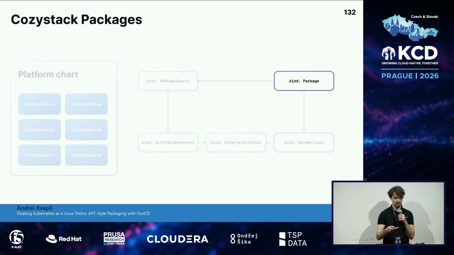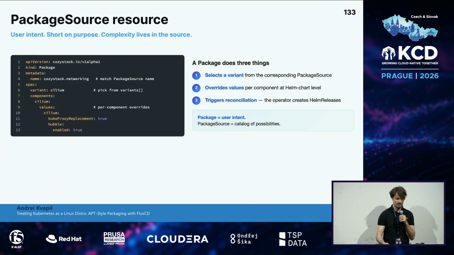And we have also a package which actually expresses user intention to install a specific package. In here, they have to specify a specific variant, and they also have the opportunity to override Helm values for all the components. Yeah, in our case, a package can include multiple Helm releases. That might be really useful if you install, for example, cert manager CRDs and cert manager.